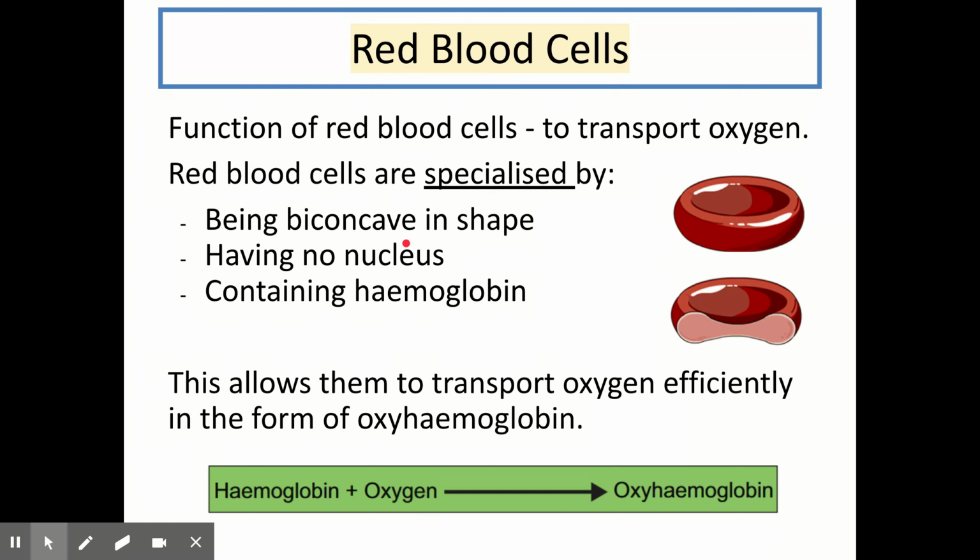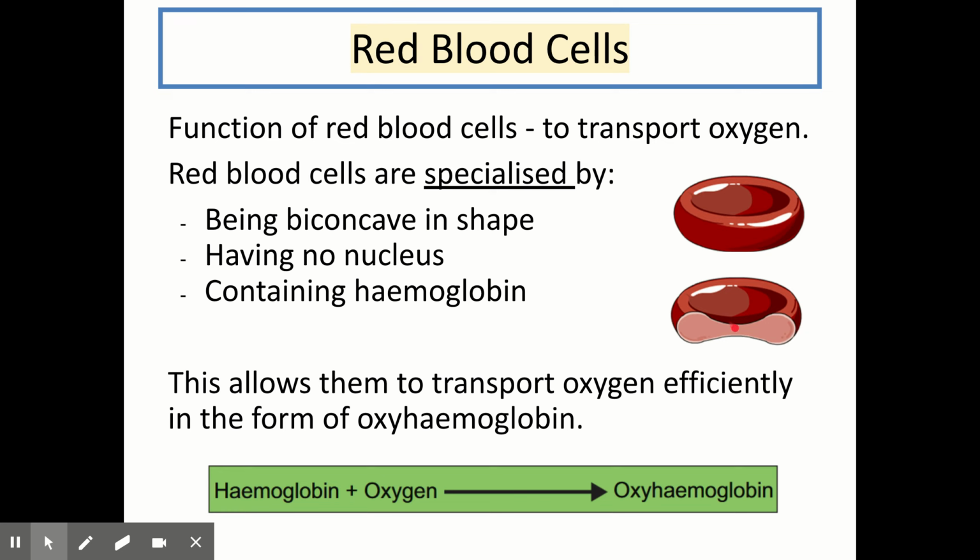So in terms of red blood cells, which is our focus today, the function of red blood cells is to transport oxygen around the body. And basically to do this, the red blood cells are specialised in three different ways. Firstly, they are what we call biconcave in shape. On the right-hand side here, you can see a red blood cell, and then the one below has been cut in half. You can see this characteristic shape here in this one that's been cut in half.